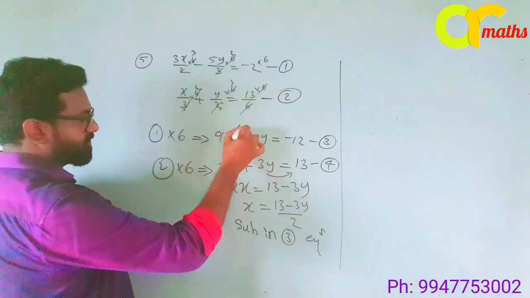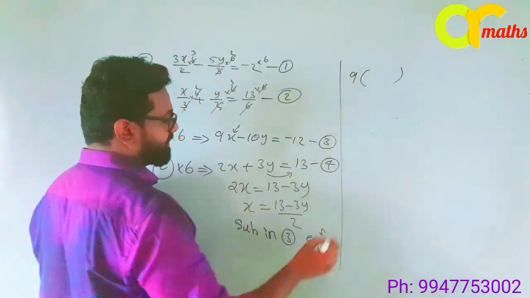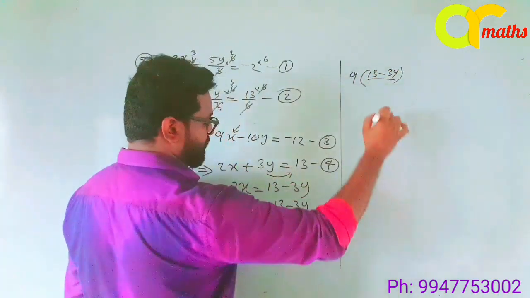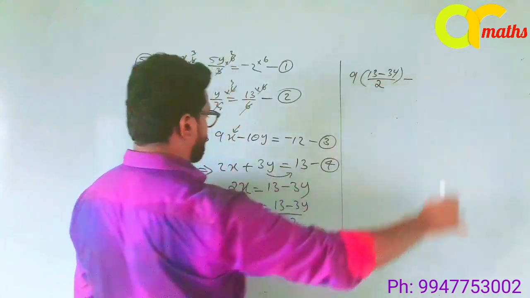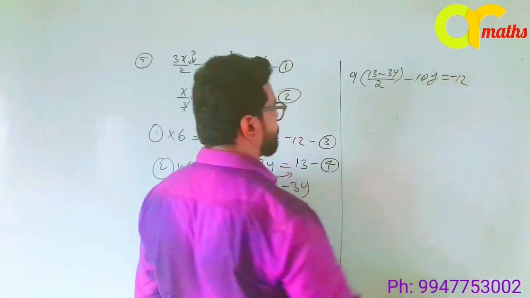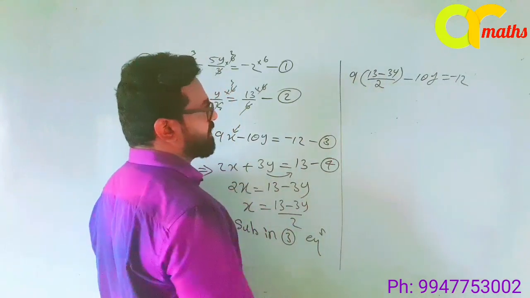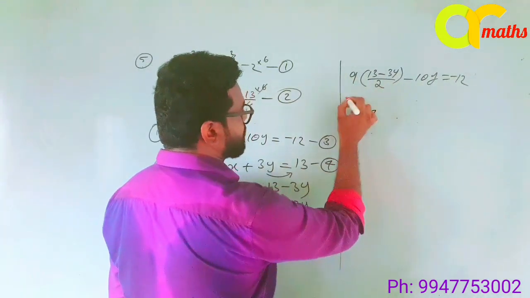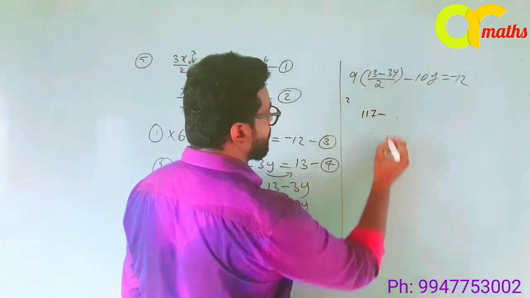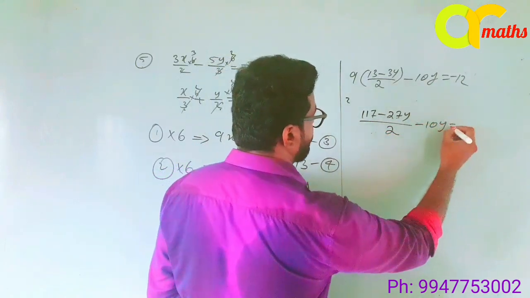So here 9 into, what is x? 13 minus 3y divided by 2, minus 10y equal to minus 12. Simplify this. So 9 into 13, 3 into 9, 27, balance 2, 9, 117, minus 3 into 9, 27y divided by 2, minus 10y equal to minus 12.